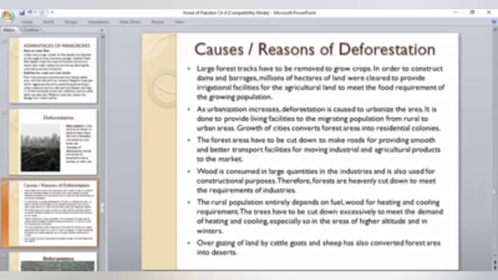Another cause, the forest areas have to be cut down to make roads for providing smooth and better transport facilities for moving industrial and agricultural products to the market.